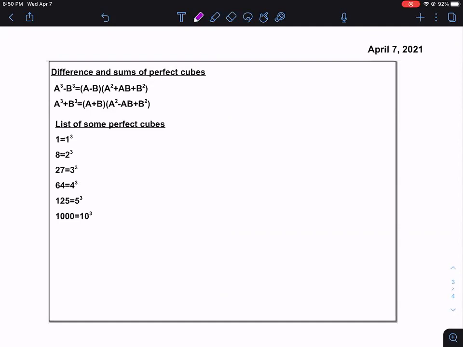I'm just on the wrong page in my notes. 27 is a perfect cube: 3 times 3 times 3. 64 is a perfect cube: 4, 4, 4. 125: 5, 5, 5. 1000: 10, 10, 10. Now, these are the ones that you guys should be most familiar with.